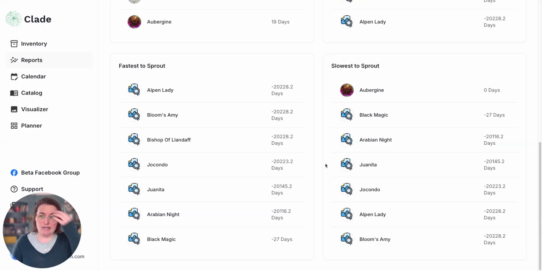And then same with sprouting. I know some dahlia tubers are notorious for taking a long time to sprout. I know I have some that take months. I'm excited to track them this year so I can actually remember which varieties those are, because I haven't tracked them in the past. I just know that they do. So this is where, if you track that, you'll see that data.